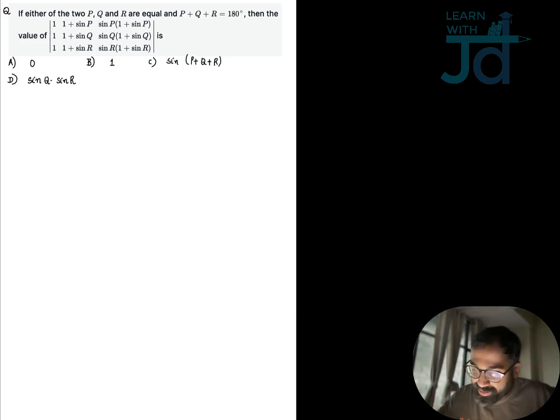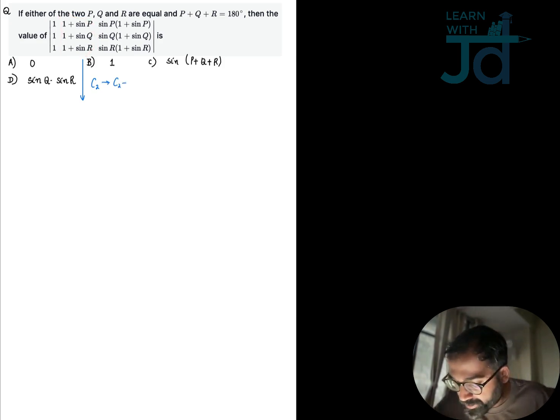So you can see that here a 1 is added and here there is a 1. So we can subtract these two columns. So you know that 1 gets cancelled off. So we can apply an operation. We are changing column 2, right? So column 2 becomes column 2 minus column 1. That means this column minus this column.